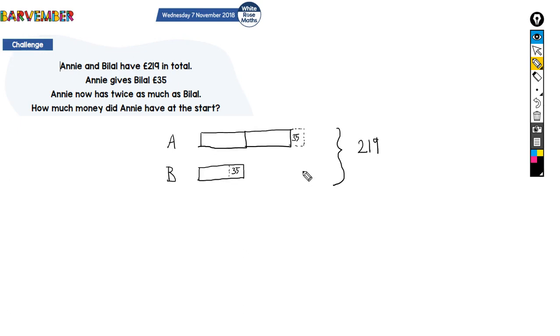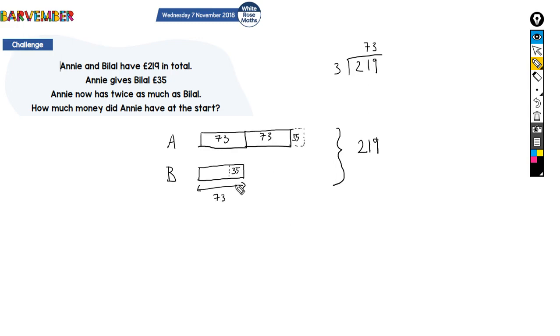And we are asked, how much money did Annie have at the start? Well, here are our equal size portions. I know I can work out what each of these is worth. So if I do 219 divided by 3, well, 3's into 21 gives me 7, and then 3's into 9, 3. I know that each of these is 73, this is 73, and I'm just going to put it under here. This also is 73.